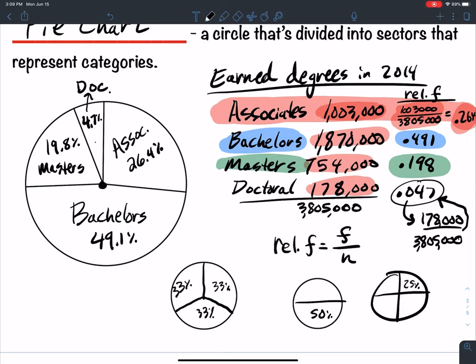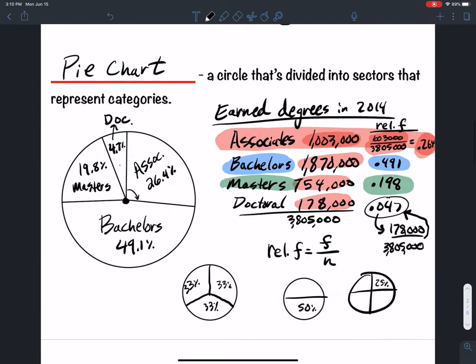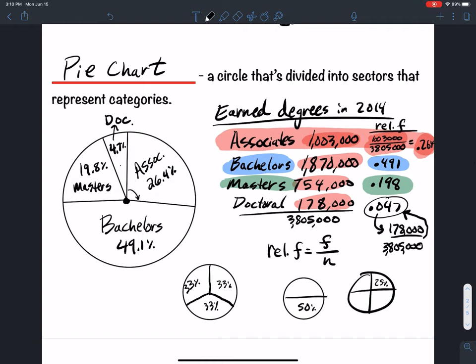I'm not asking you to get a ruler out and measure with a protractor or whatever the angle. So you're just trying to figure out what picture matches the data the best, okay? So maybe they give you a data table and then they give you four pie charts and they say which one matches the data, okay? So one thing you might want to know, maybe, maybe not, is that there's 360 degrees in a full circle.